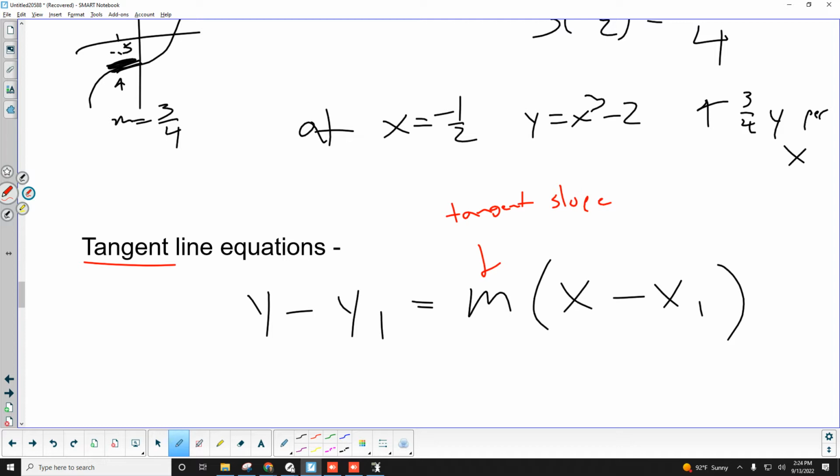Now, where do we get tangent slopes from? Tell your neighbors. This is like the key to this lesson and the key to the rest of the semester. Where did Newton get tangent slopes from? That's really what I should be asking. Where did Newton get tangent slopes from?